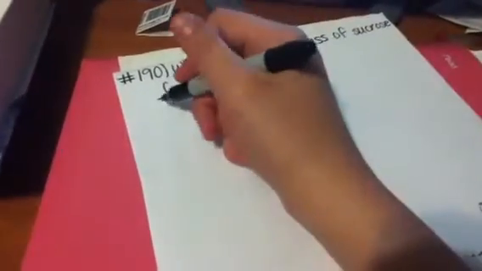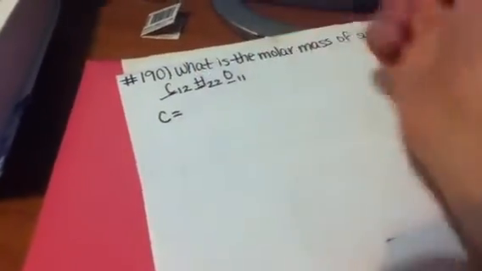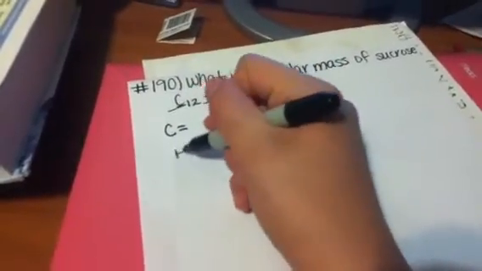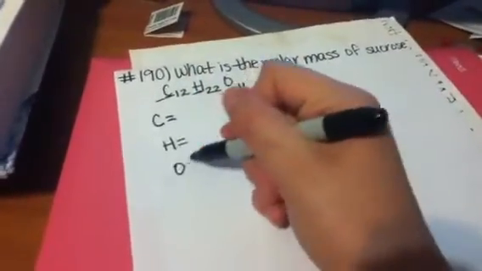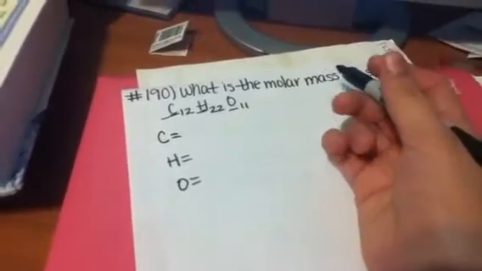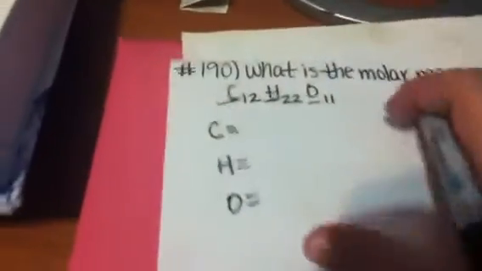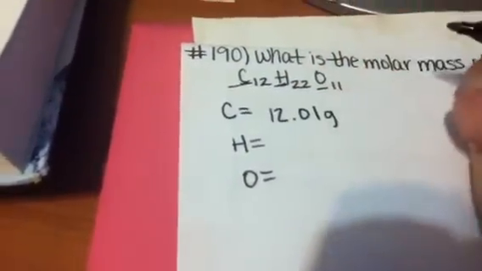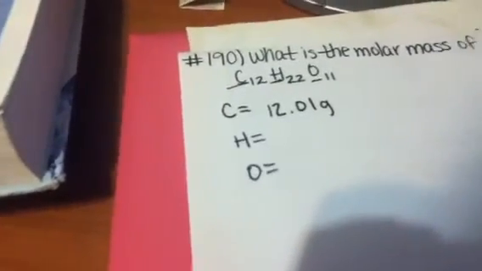And we are going to find those in the periodic table. So we write down carbon, hydrogen, and oxygen. Going to our periodic table, let's find carbon. And carbon is right there. It is 12.01 grams. Now let's find hydrogen, which is pretty simple.